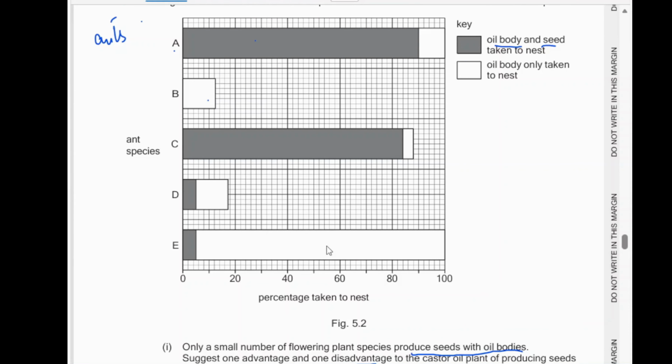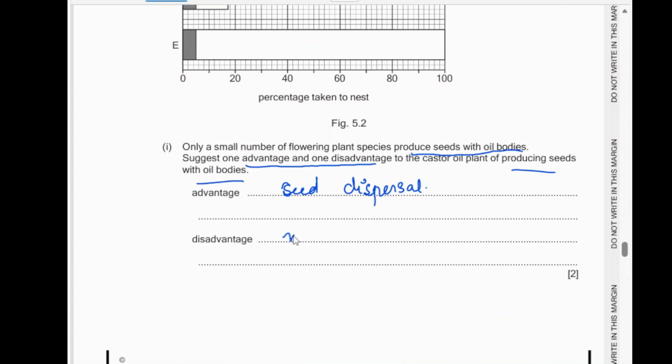Okay, so the disadvantage is that because they are producing another part, they would require more energy to make an oil body. I mean, to make a seed they need energy anyway, and to make an additional thing they will need energy too, right? Okay, so the disadvantage is more energy is required to make the oil body.